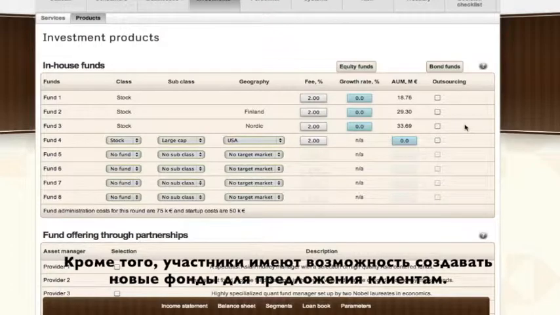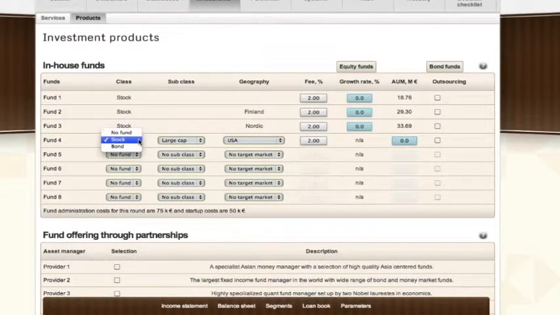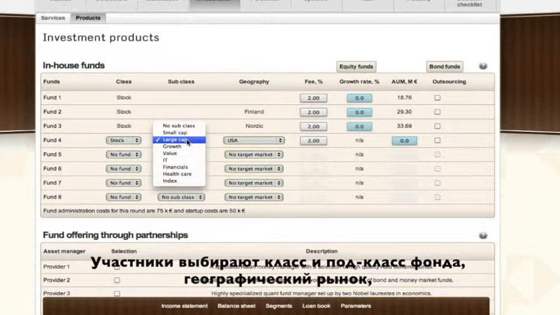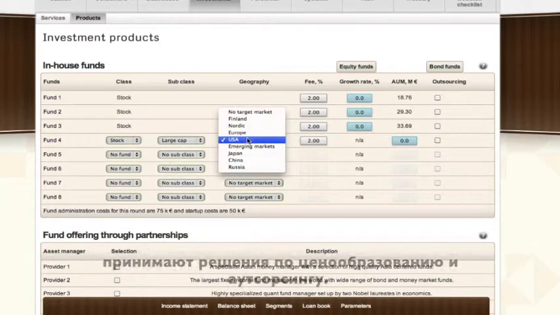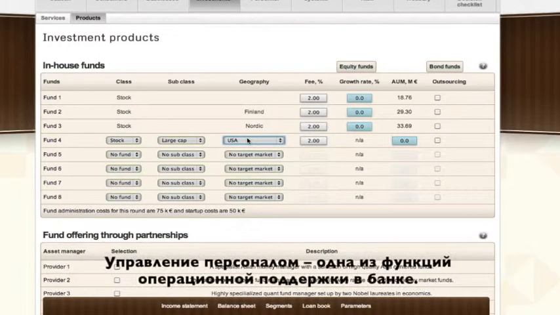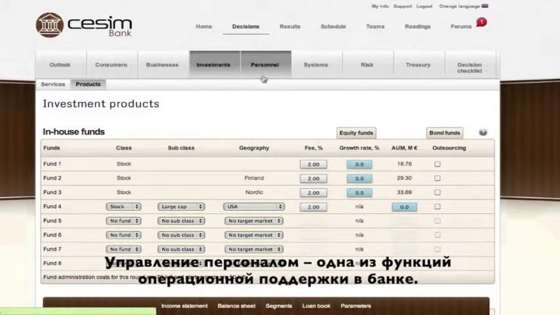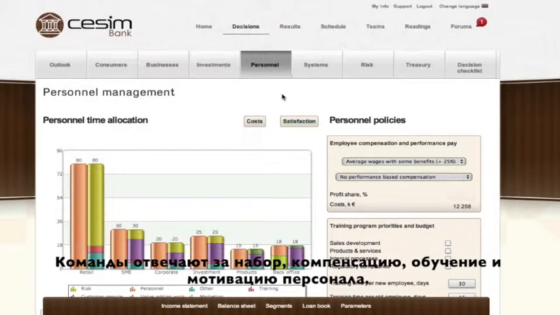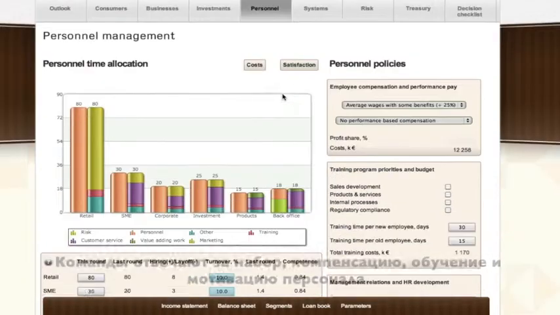Furthermore, the participants have the option to create new funds to be offered to their clientele. This involves a process of choosing the class and potential subclass, as well as geographical target market for the fund, in addition to the pricing and outsourcing decisions. Personnel management forms the first back-office function of your bank. It is responsible for resourcing, compensation, training, and engagement.